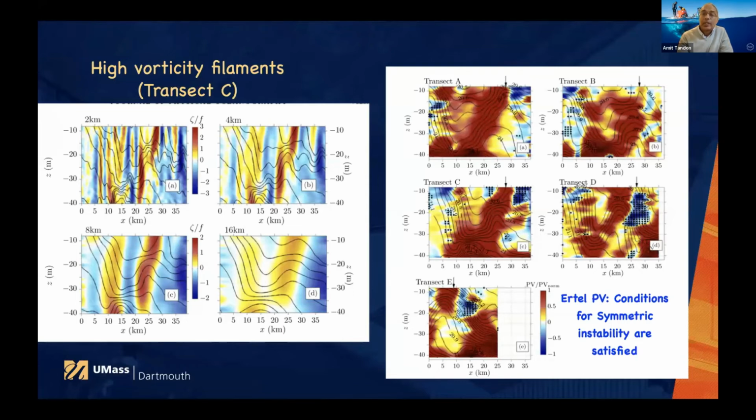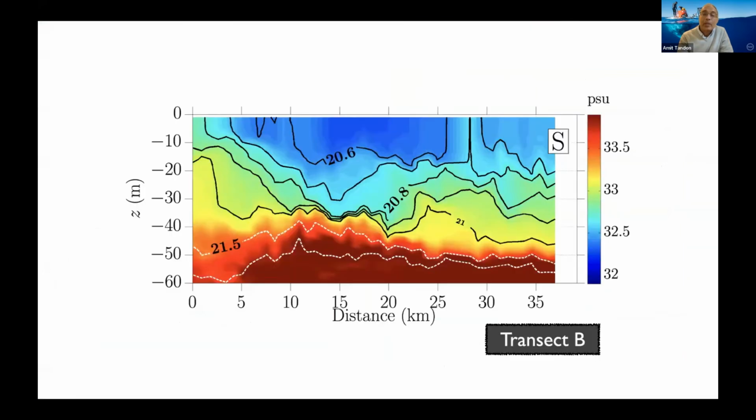And so then we can apply the Thomas conditions and ask, are the conditions for symmetric instability satisfied? And indeed, there are many places in which they are satisfied. In some places because of the anticyclonic vorticity, in other places because of very strong horizontal buoyancy gradients. So going back to the Thomas angle, we can figure out what is the source of these instabilities.